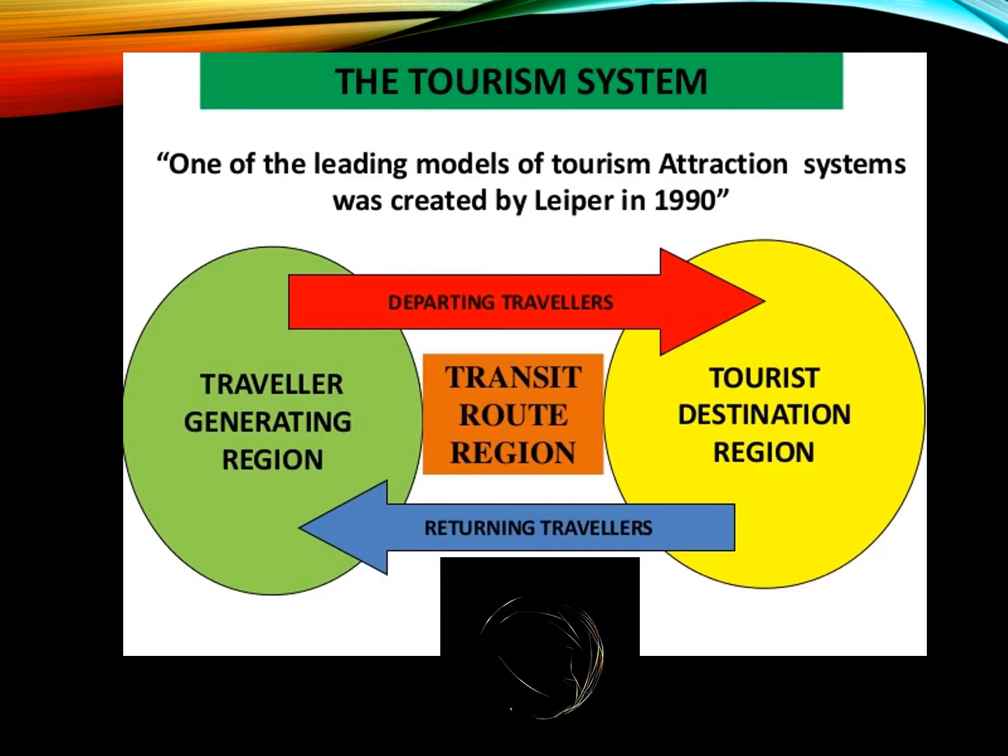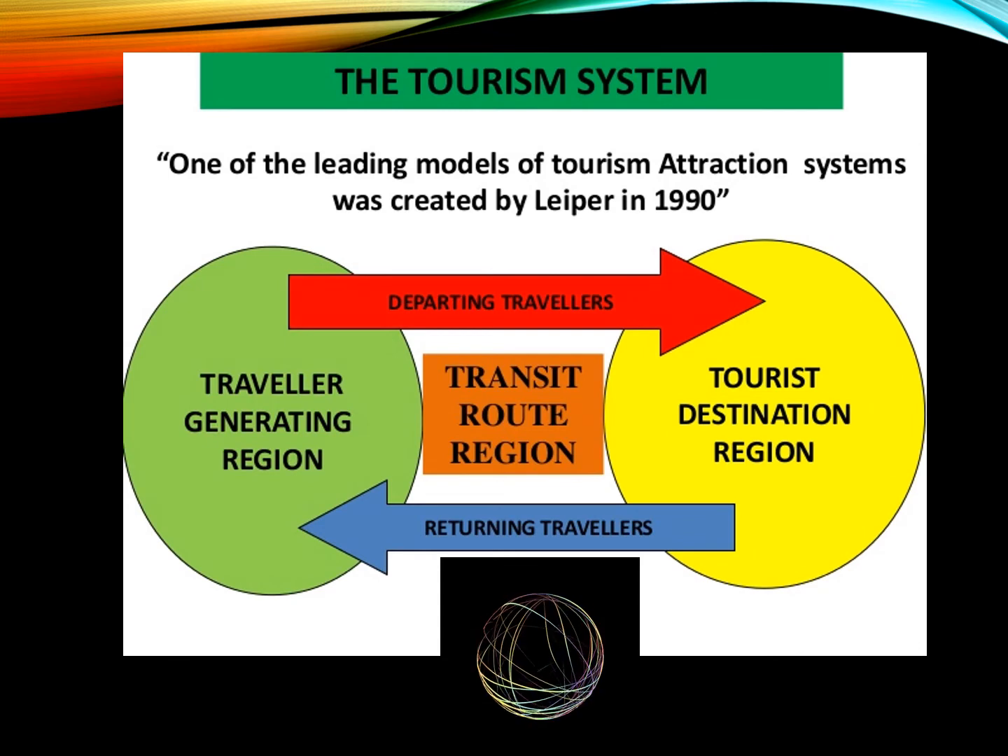So as you can see in the diagram, we have the tourism system model. So this Leiper's tourism system is a basic conceptualization of the structure of the tourism industry. It is one of the most leading models of tourist attraction system that was created by Leiper in 1990. So who is Leiper? By the way, Neil Leiper was an Australian tourism scholar who died in February 2010. And his work was extremely influential and continues to be well cited throughout the tourism literature.